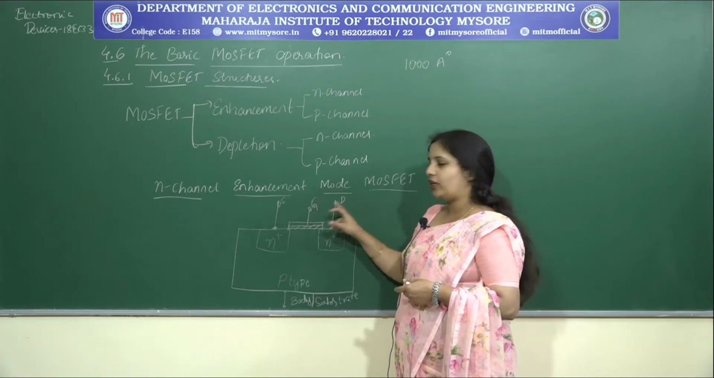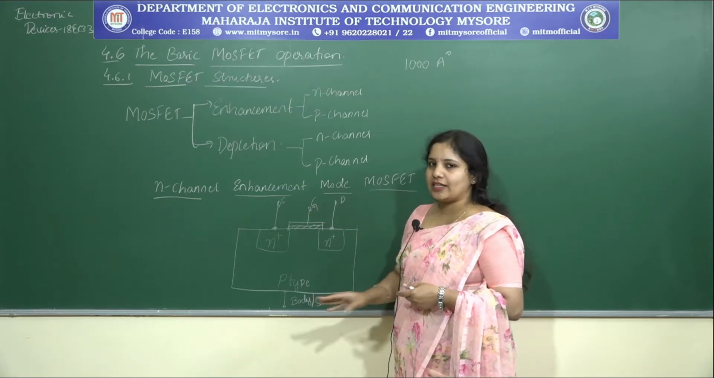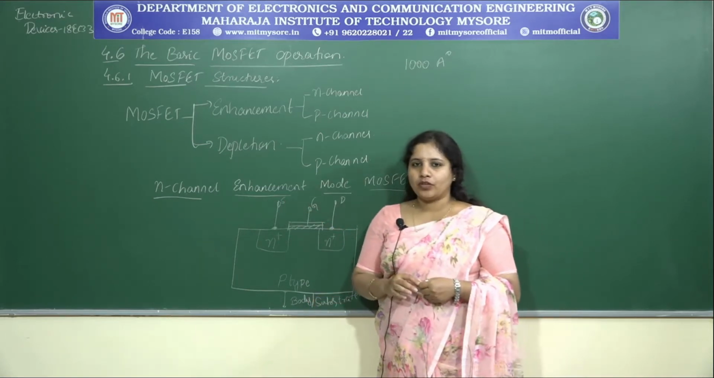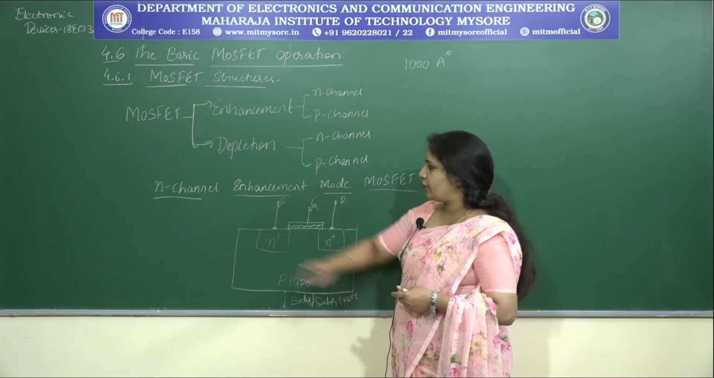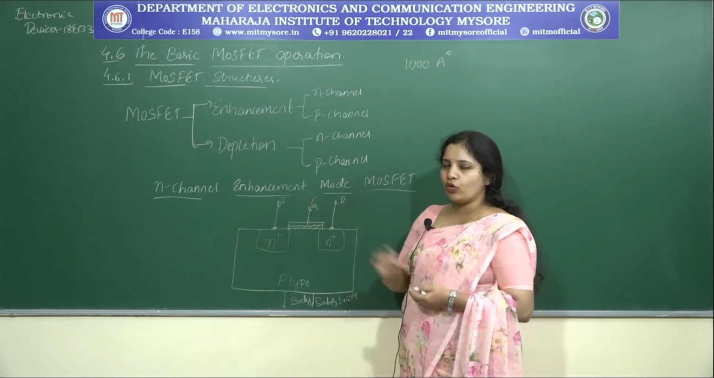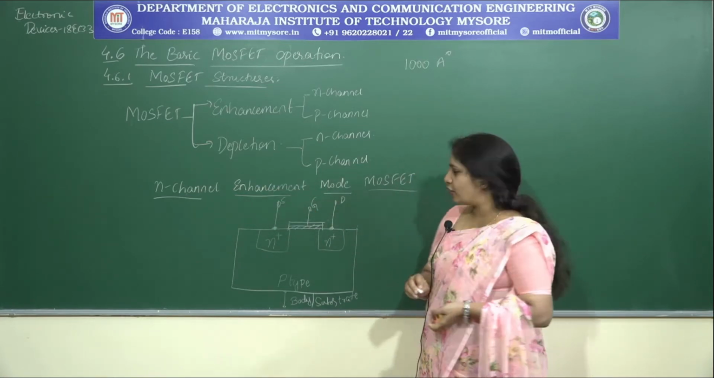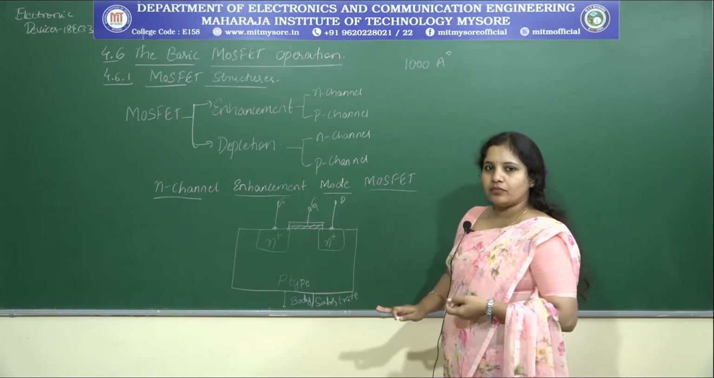Instead, they will consider only these three, because we know the source is always at the same potential as that of the body or the substrate. Done? Clear till here? So this is how I will be representing it for the N-channel enhancement mode MOSFET. Now let me try to represent the symbol for the same.